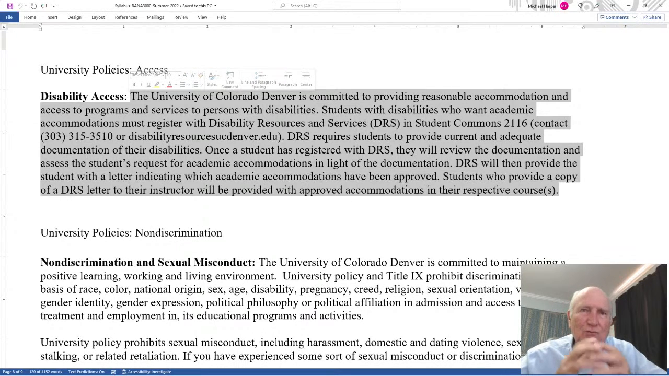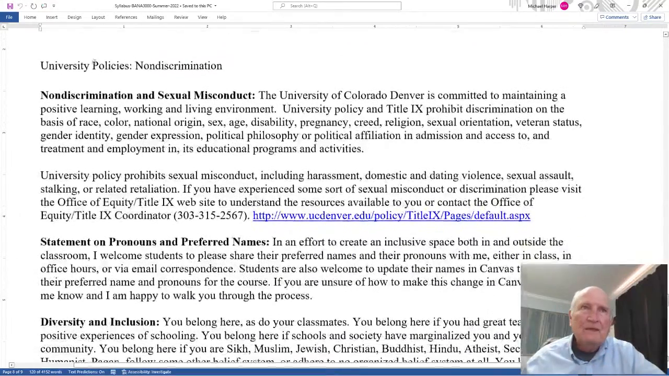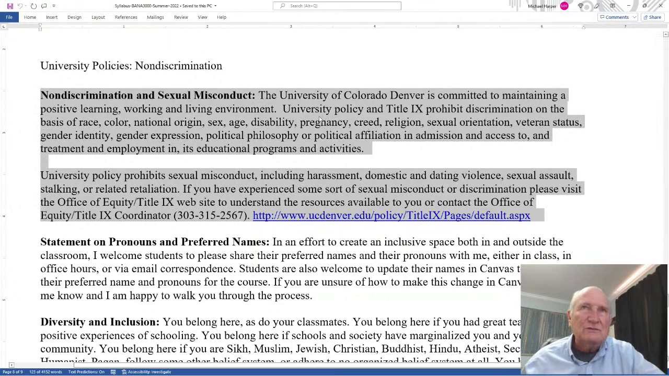There's nothing wrong with using what people provide you. Again, opportunity. Take advantage of the resources that you need. Non-discrimination, sexual misconduct. No tolerance for discrimination or sexual misconduct. No tolerance. Title IX is very strict. No harassment. Again, respect. We're here to learn, and everybody deserves respect to learn.